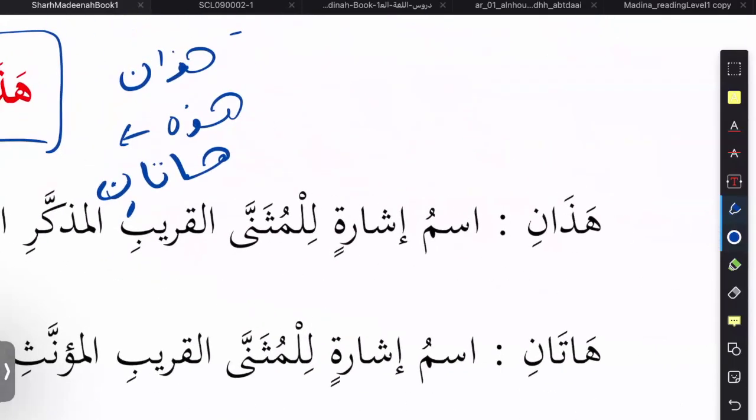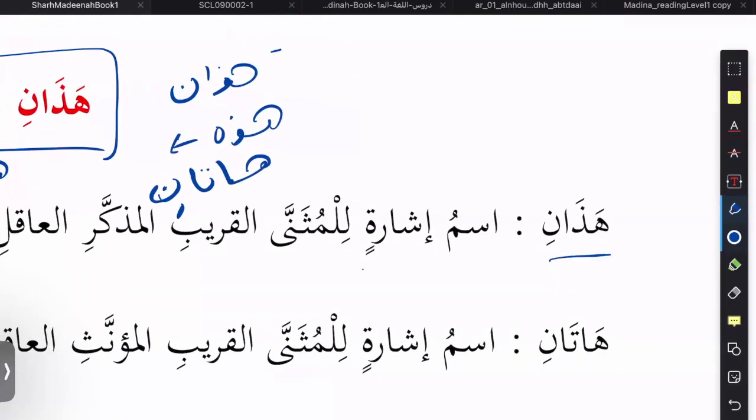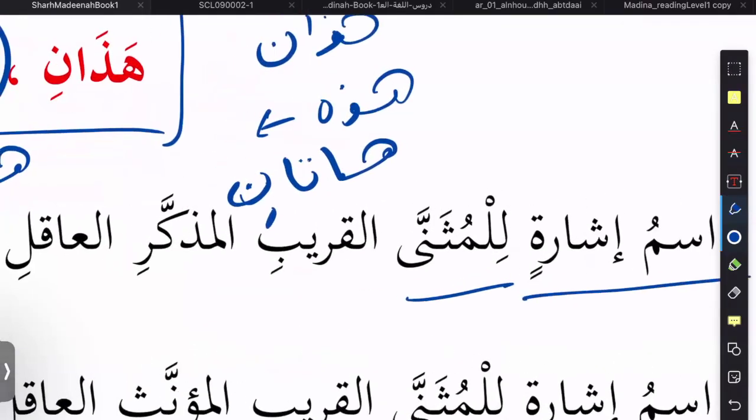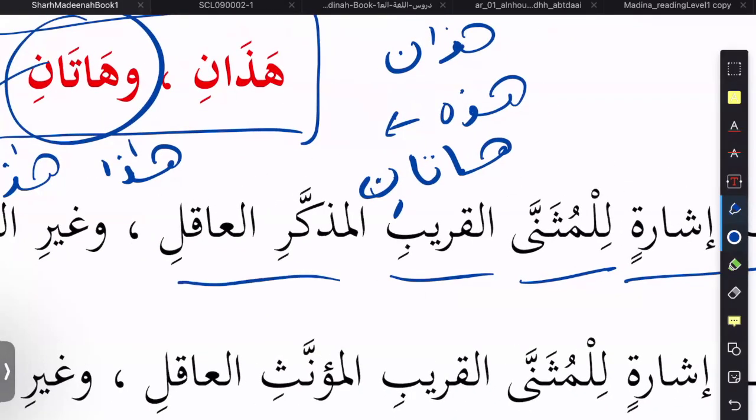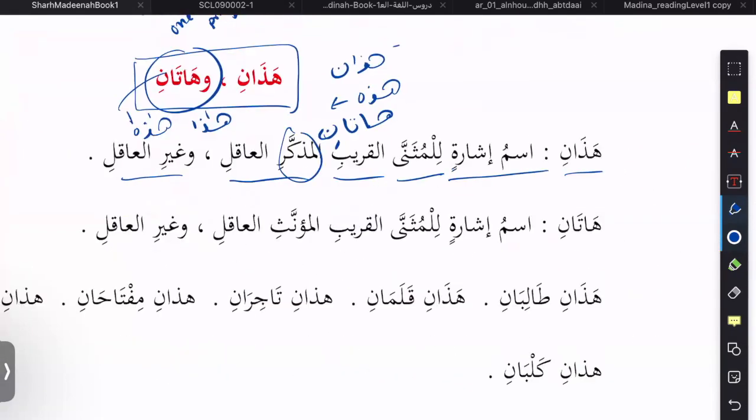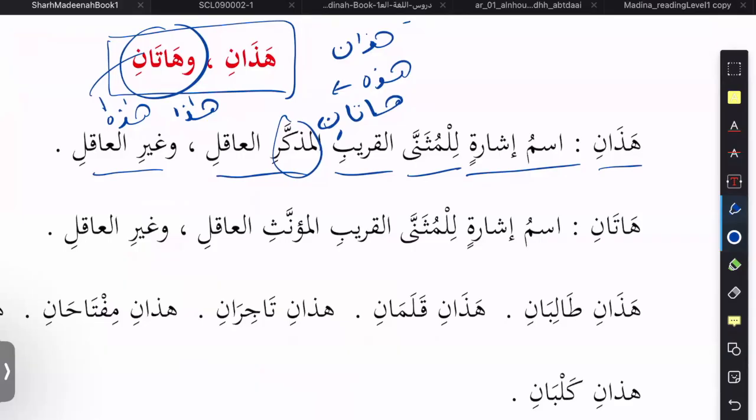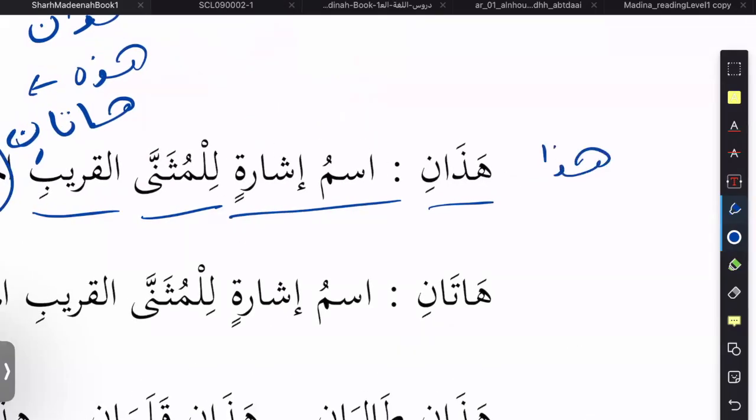So he says hadani ismu isharatin lil muthanna al qarib. So hadani is a demonstrative pronoun for the dual, which is near, just like this. Al-Mudhakkar al-Aqil. So it is for intellect and non-intellect, but it is for mudhakkar, masculine. هاتان is اسم إشارة للمثنى القريب المؤنث العاقل وغير العاقل. So هاتان is the dual version of هذه. Simple as that. Okay, the dual version of هذا, dual version of هذه.